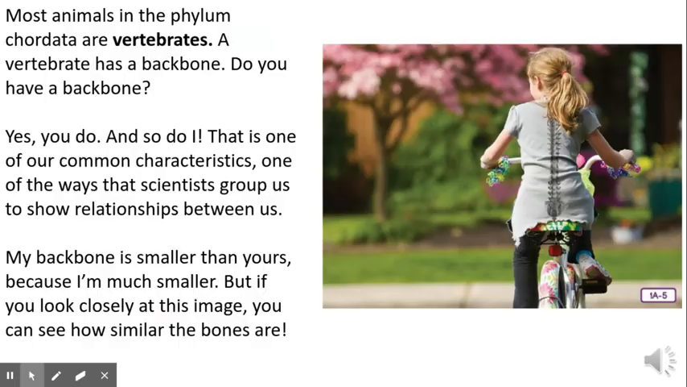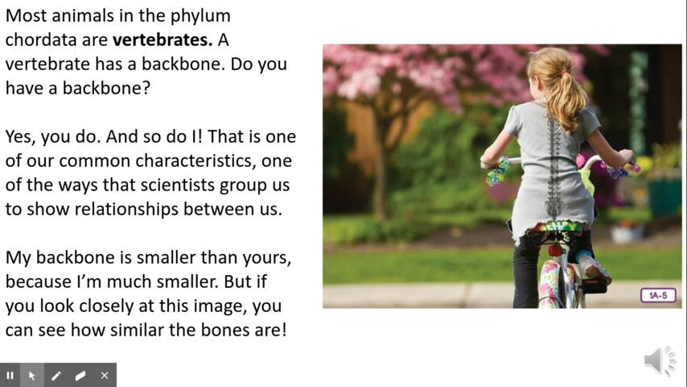Very interesting. Most animals in the phylum Chordata are vertebrates. A vertebrate has a backbone. Do you have a backbone? Yes, you do, and so do I. That is one of our common characteristics, one of the ways that scientists group us to show relationships between us. My backbone is smaller than yours because I'm much smaller, but if you look closely at this image, you can see how similar the backbones are.